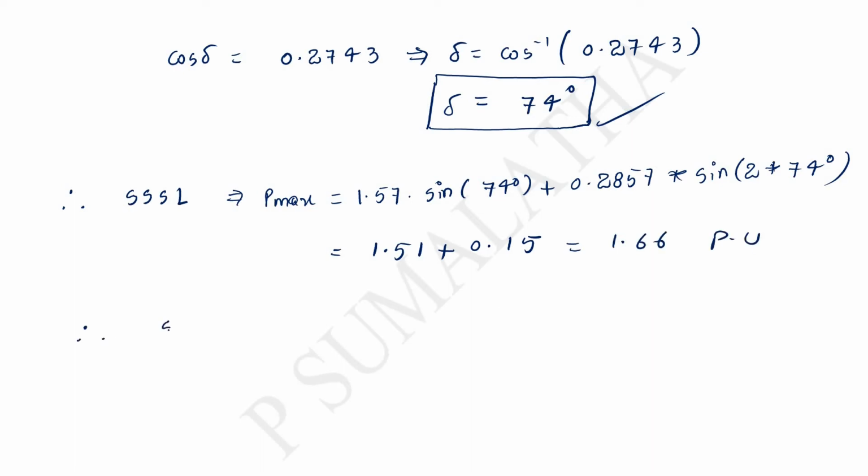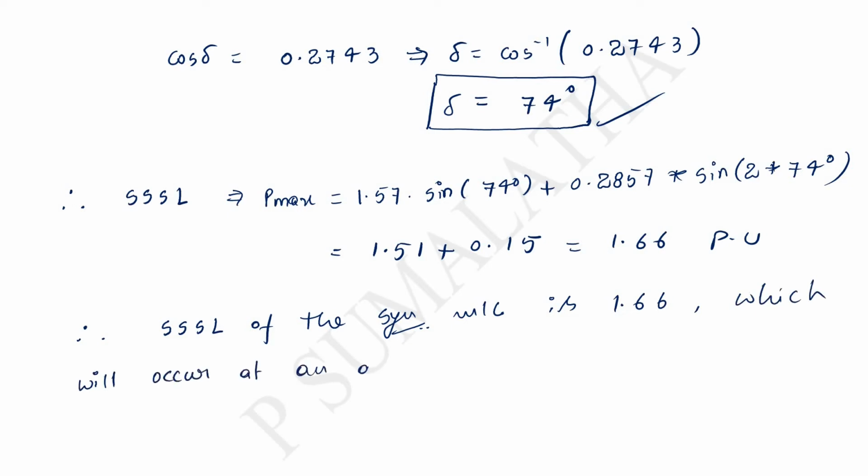Therefore, the steady state stability limit of the synchronous machine is 1.66, which will occur at an angle of 74 degrees. This is how you should find out if they ask the steady state stability limit of the synchronous machine. Let us see the second problem.